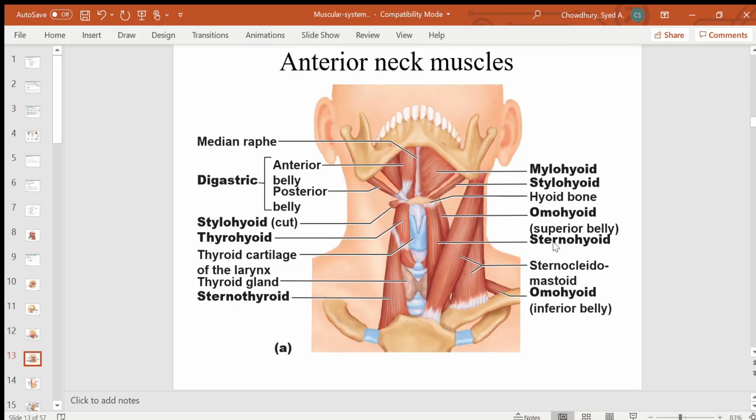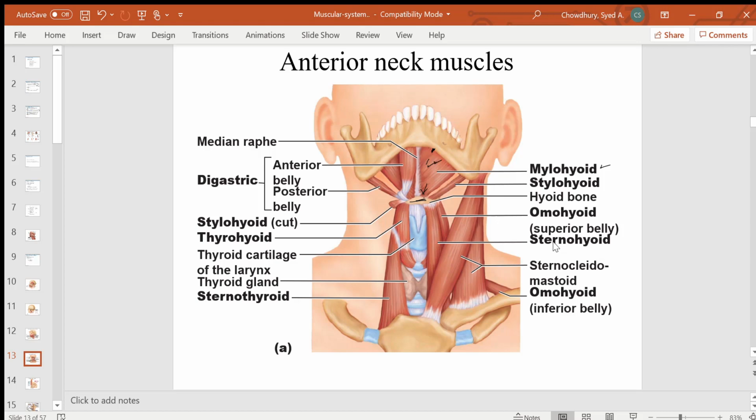Now we'll see the muscles in the front of your neck. Under the chin, this muscle is called the mylohyoid. Okay, mylohyoid. And this is the hyoid bone. This muscle is attached to the hyoid bone. The upper end is attached to the mandible. Okay, so this is a big muscle.